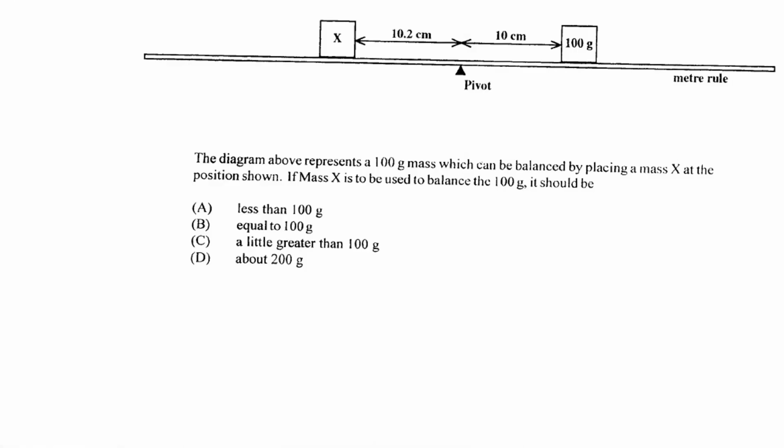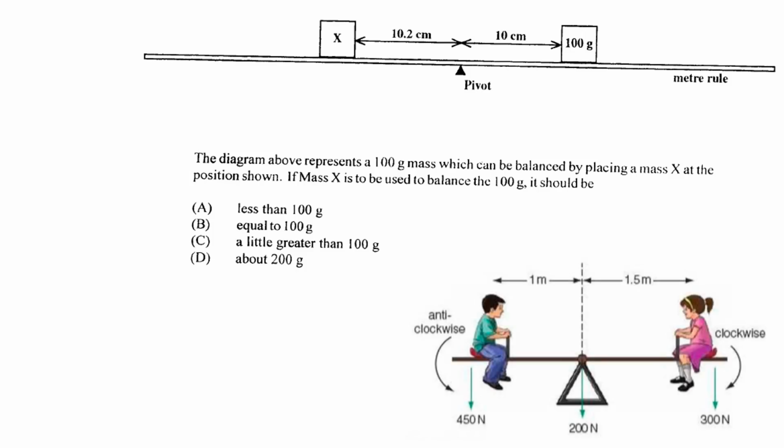Number 7. The diagram represents a 100 gram mass which can be balanced by placing a mass x at the position shown. If mass x is to be used to balance the 100 gram, it should be A. less than 100 grams, B. exactly equal to 100 grams, C. a little greater than 100 grams, or D. about 200 grams. Well, let's see.